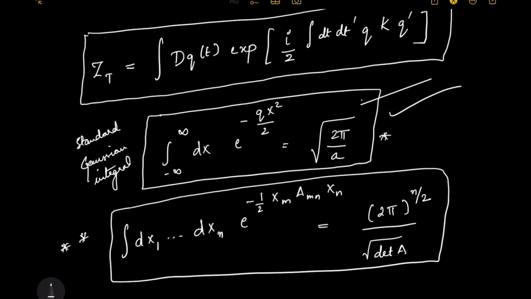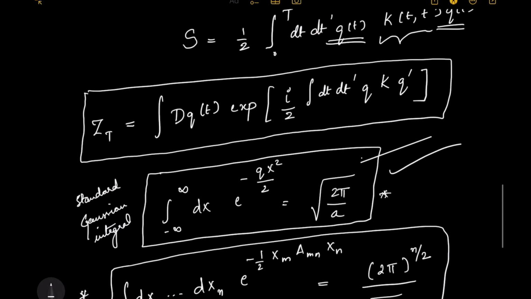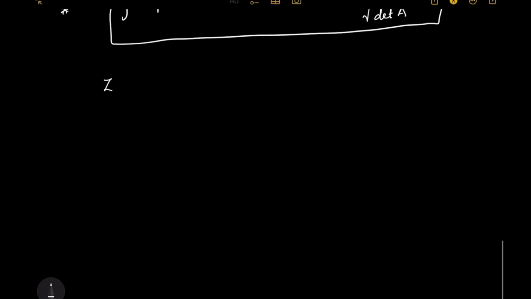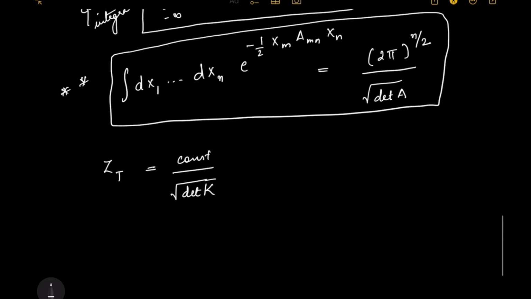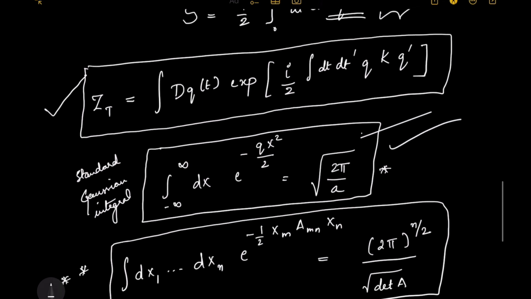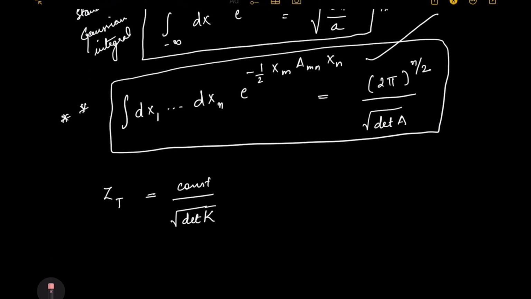Therefore, applying the standard integral, Zt is given by a constant divided by the root of the determinant of K, because you can see that these two have the same form, and therefore I can write Zt as a constant divided by the root of the determinant of K.